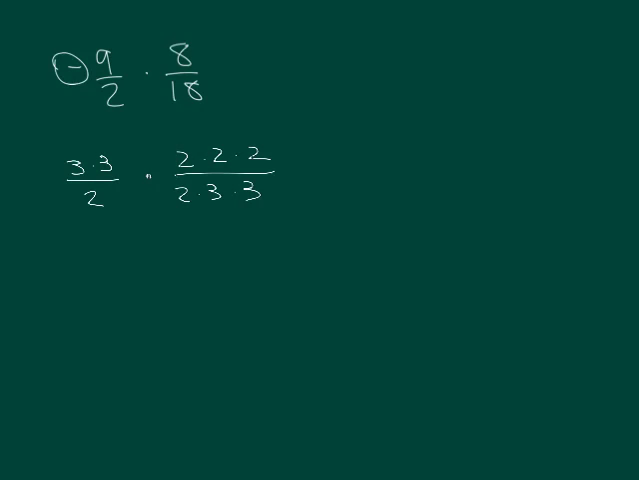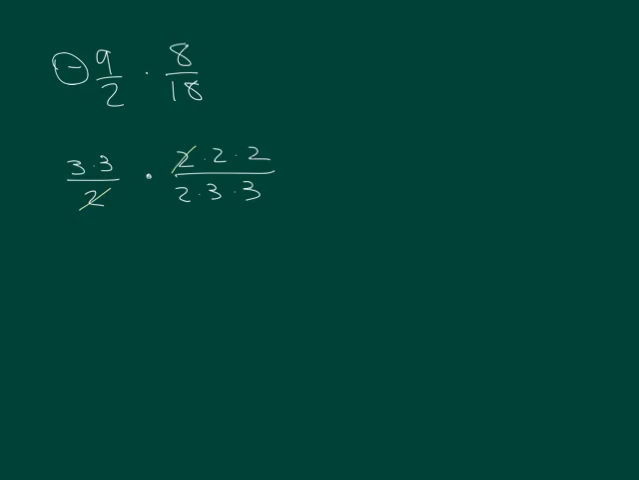Now notice when I'm canceling a number there, I'm going across the multiplication sign and canceling with another fraction. That's okay. As long as the sign between these two fractions is a multiplication or a times sign, I can cancel across. If this were a plus sign or a minus sign, I couldn't do this. But because it's multiplication, I can do that.